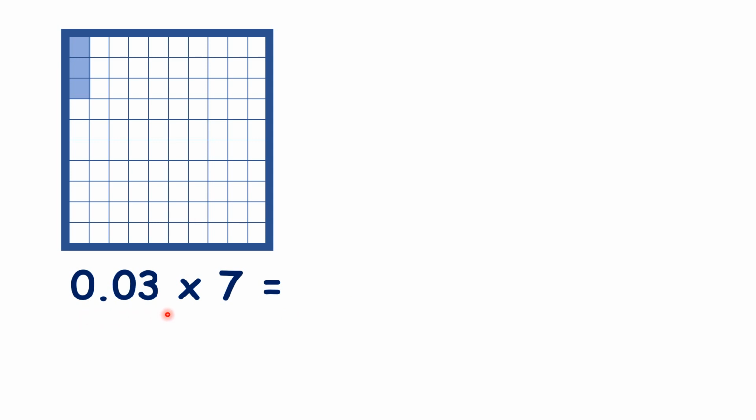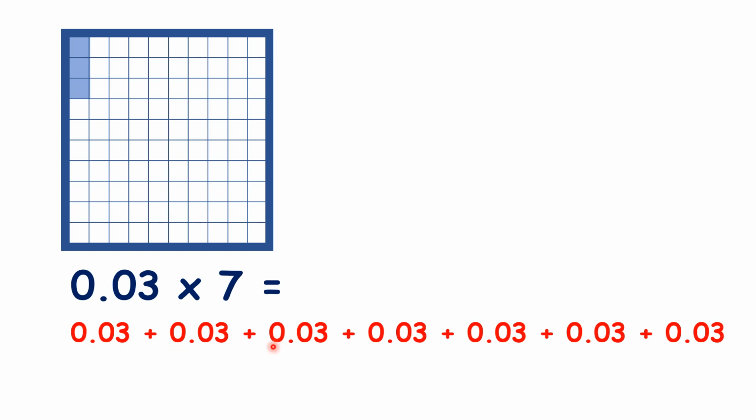What is 0.03 times 7? Well, we need 0.03 7 times. So let's multiply by 2, 3, 4, 5, 6, 7. So we started with 3 hundredths, and multiplying by 7 has given us 21 hundredths. But that's the same as 2 tenths and 1 hundredth. So we have 0.21.